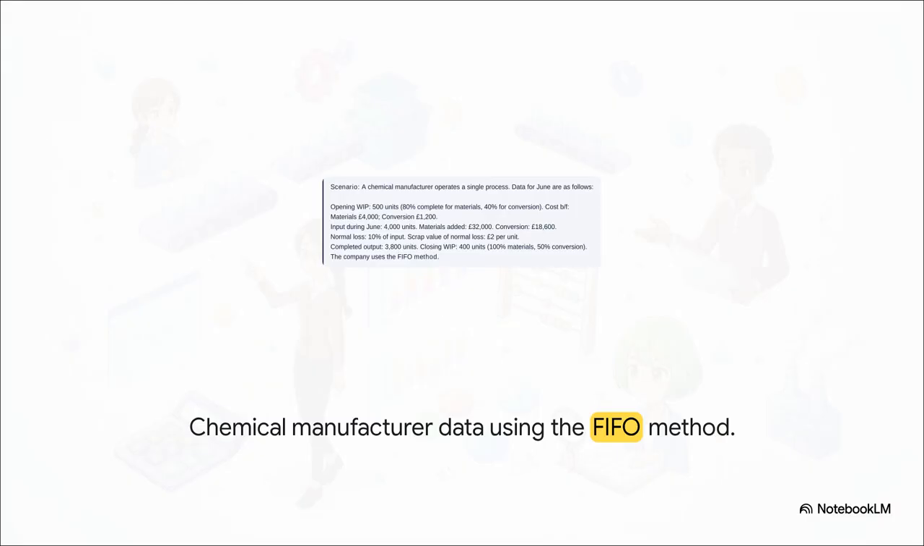Let's lock all this theory in with a fictional chemical manufacturing company. Think about our raw data here. We've got an opening WIP of 500 units, we dropped 32,000 pounds on new materials, and we expect a 10% normal loss, which, by the way, has a handy 2-pound scrap value. Using the highly precise FIFO method, we introduce 4,000 new units and we end the month with 3,800 completed. Let's see exactly how this all balances out.